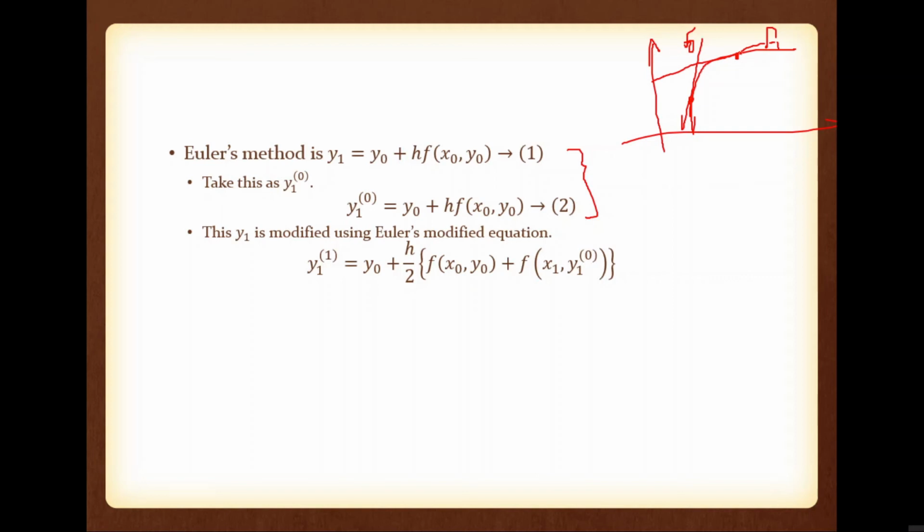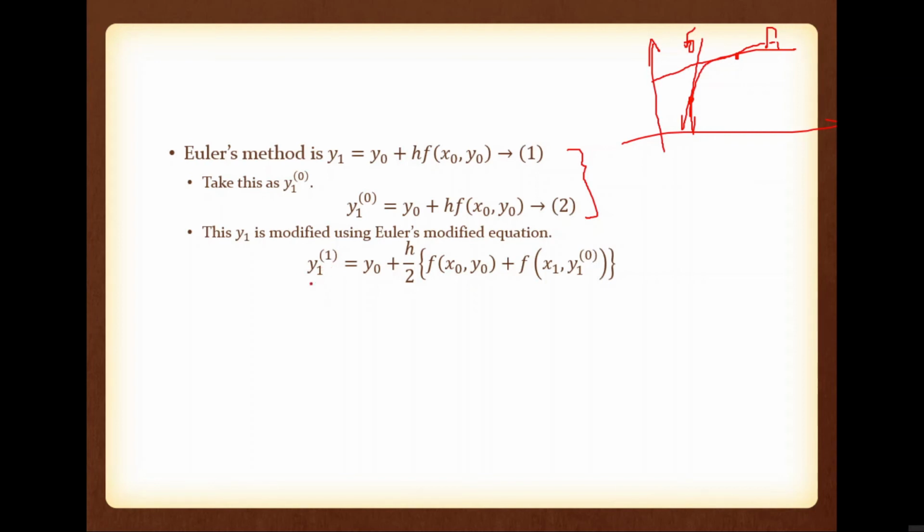So f0 plus f1 divided by 2, that divided by 2 is this one. Please note, first apply Euler's method. It will give a y1 value. Take it as y1 of 0. Now by using that y1 of 0, find f of x1 comma y1 of 0. Already you have f of x0 comma y0. Then take its average into h. So we have h by 2 into this one, plus y0 will give the modified value of y1. So that is y1 of 1.